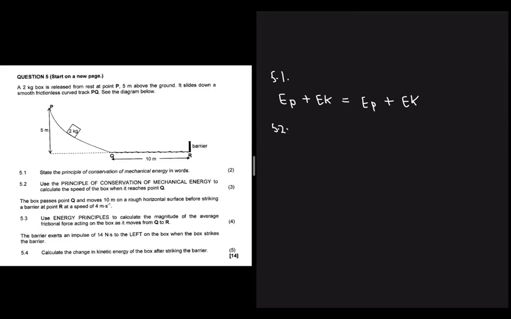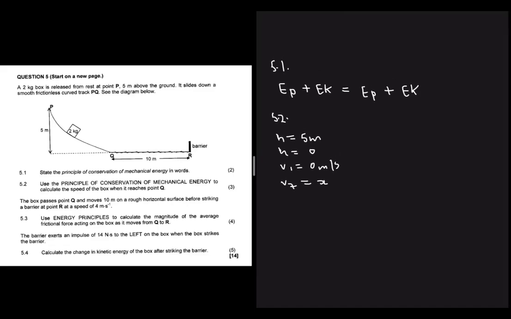5.2 says, use the principle of conservation of mechanical energy to calculate the speed of the box when it reaches point P. So let's have a look. The height at which it starts is 5 meters, and at point Q the height is 0. It slides down, so the initial velocity at a height of 5 meters is 0 meters per second, and at point Q is what you are interested in.